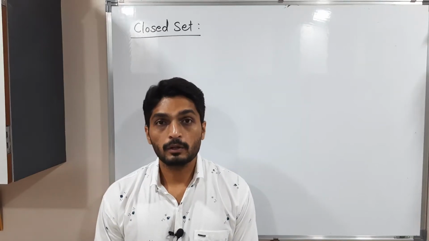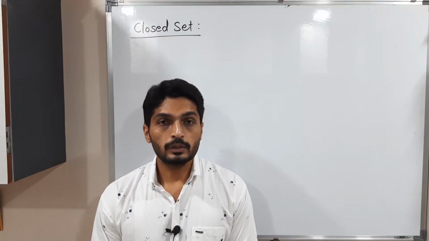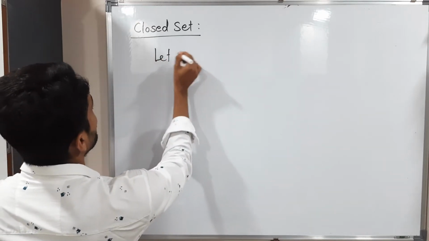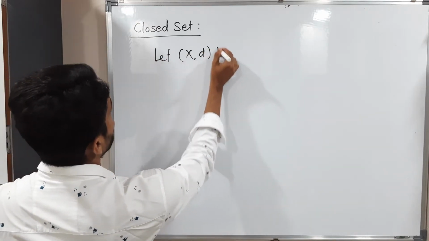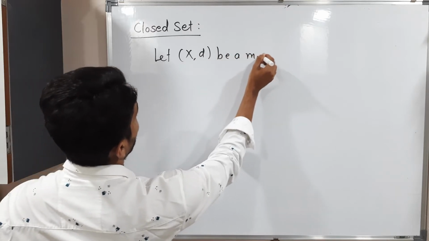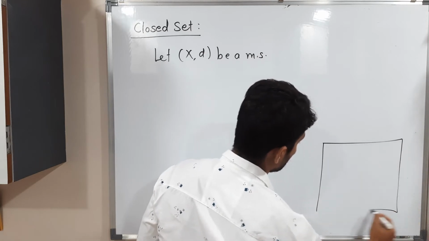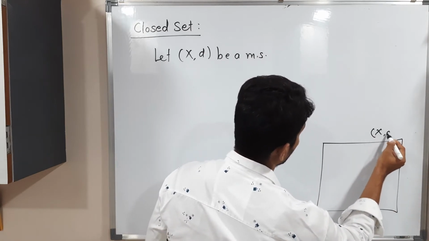This new concept, closed set. Okay, so let us discuss its definition. Let (X, d) be a metric space. Suppose we have one metric space (X, d). This is our metric space (X, d).